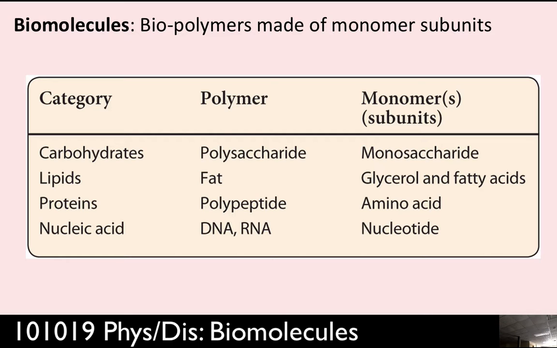Amino acids are the fundamental building block of proteins, and they link up into chains and form polypeptides. Nucleotides are the fundamental unit that we make long chains from, those helices of DNA, and then the folded structure.